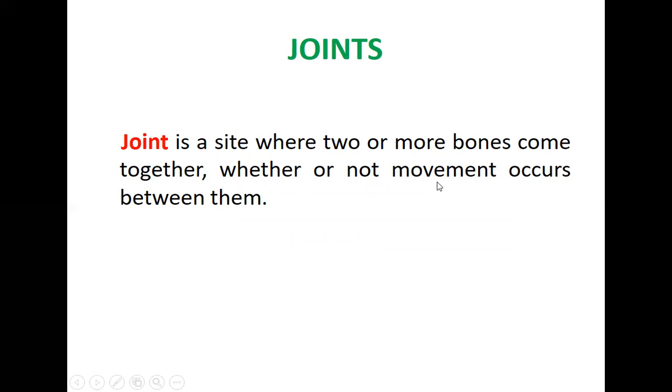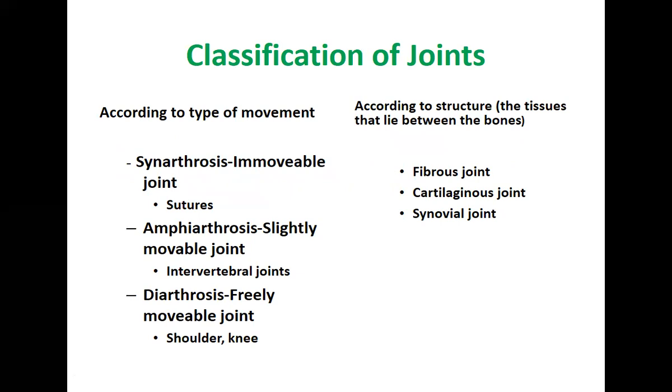As we remember, between the skull bones there is a joint, but there is no movement within them. We'll talk about all those things. Okay. So remember, a joint is a site where two or more bones come together, and it is not necessary that there should be movement at this joint. Okay. Now, classification of the joint.